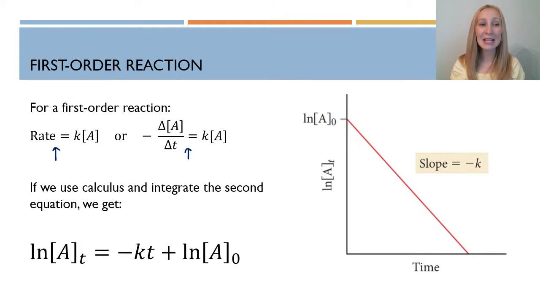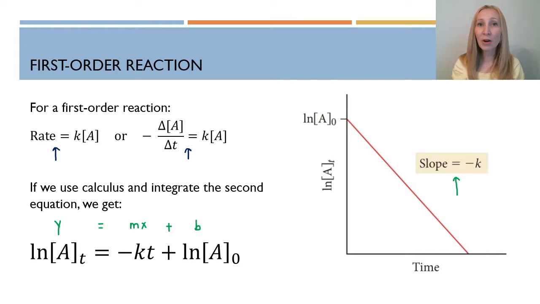So if we take that second equation and use some calculus and integrate it, what we get is the natural log of the concentration at a given amount of time equals negative k times that amount of time plus the natural log of the initial concentration. What do you know? This equation also has the pattern y equals mx plus b, and it also represents a straight line with an equation and a slope and everything that a straight line should have.